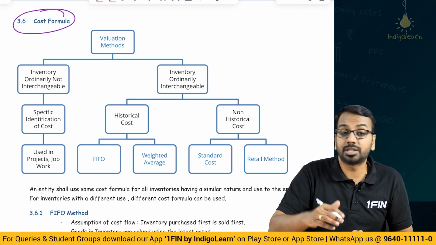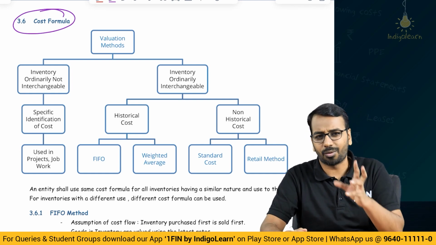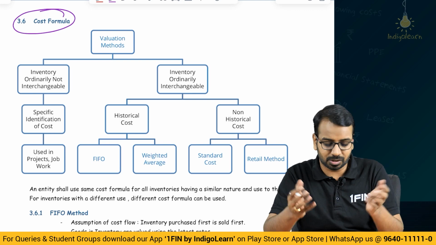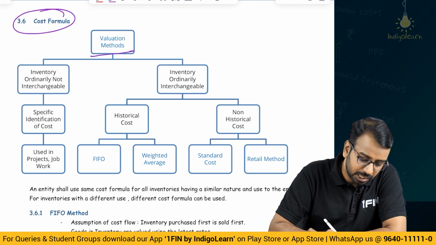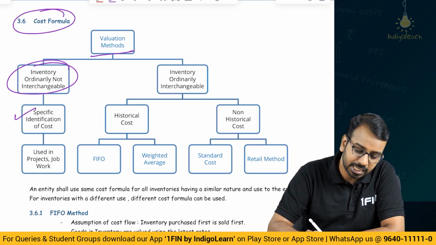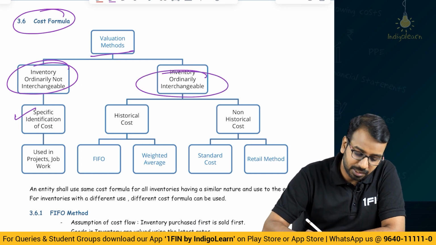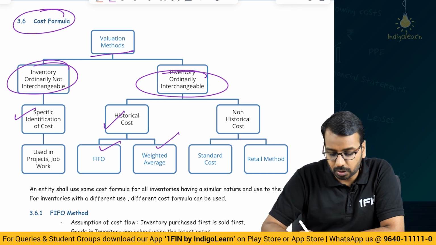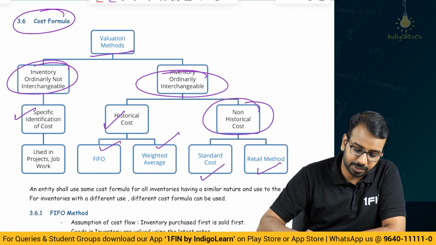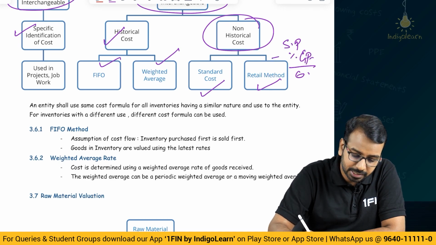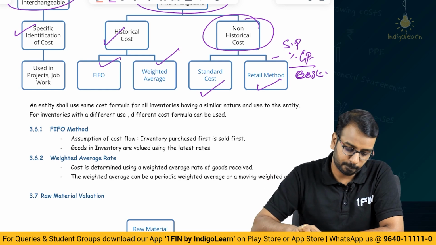Then there are some cost formulas which are prescribed, more important for MCQ purpose. Once in a while they ask using the retail method and all, but otherwise it is not very important. Valuation method: inventories which are not ordinarily interchangeable, we will use specific identification of cost. If they are ordinarily interchangeable, then we will either use the historical cost method which is FIFO or weighted average, or we will use the non-historical cost, standard cost or the retail method. Now retail method is basically, you will take the selling price, you will reduce the percentage gross profit, then you will get to the estimated cost.